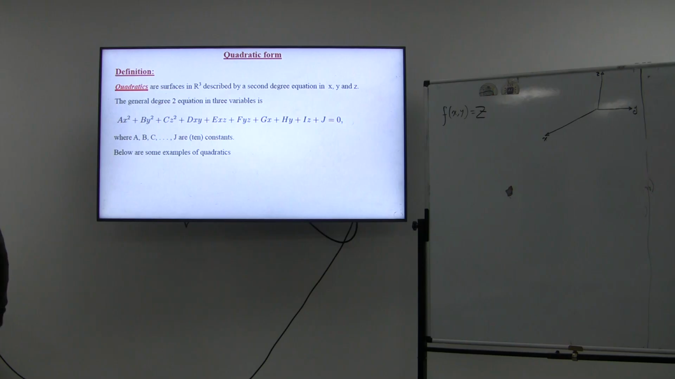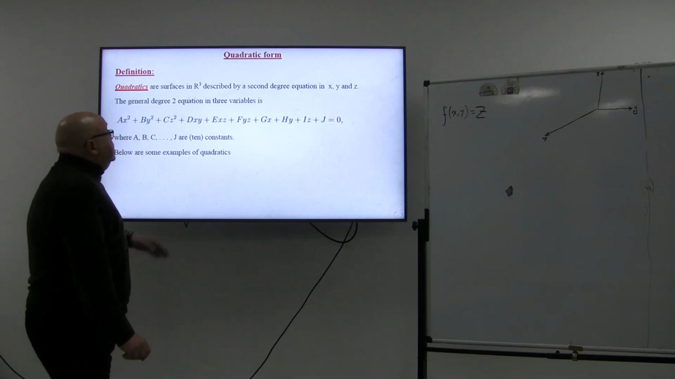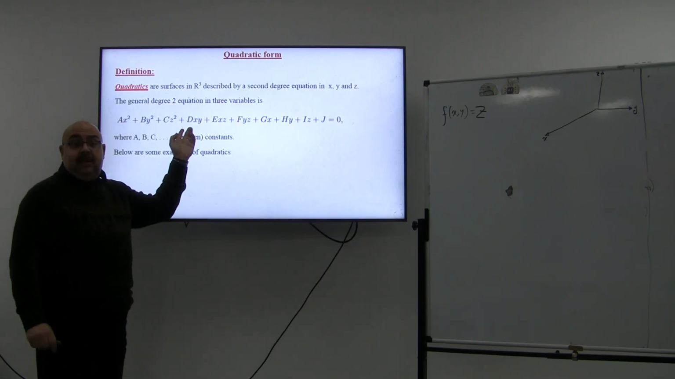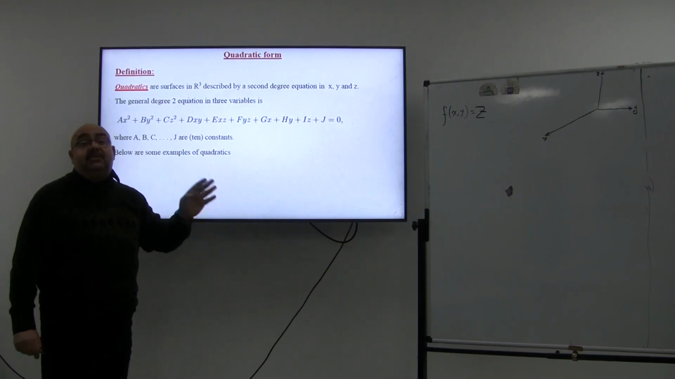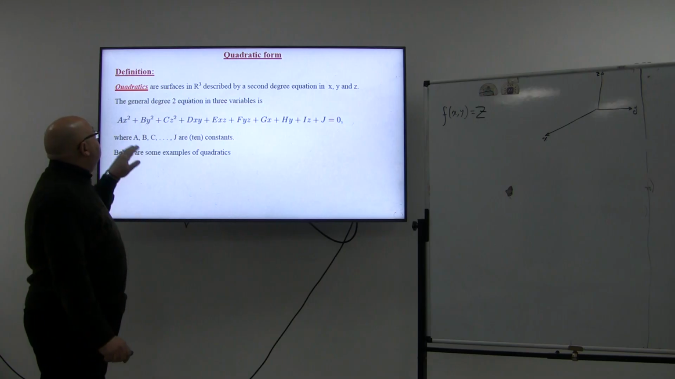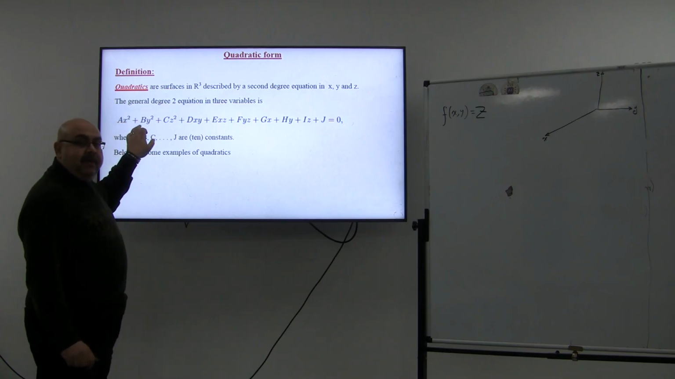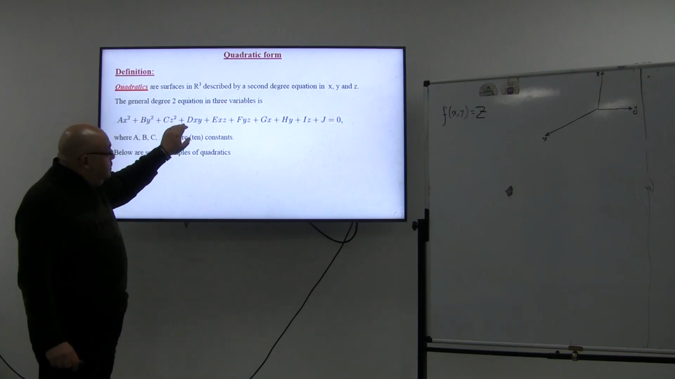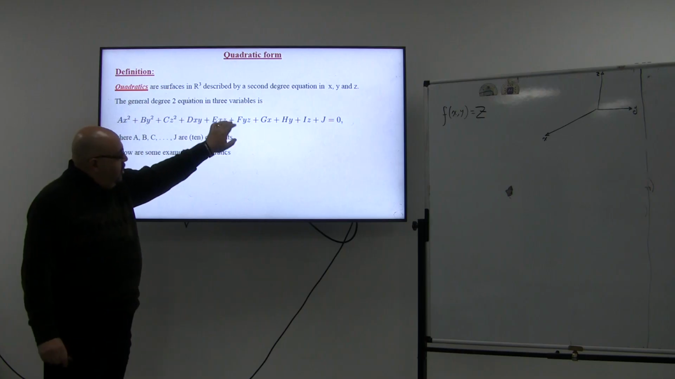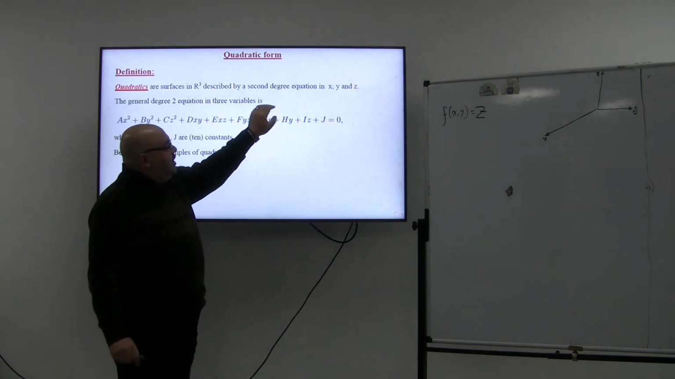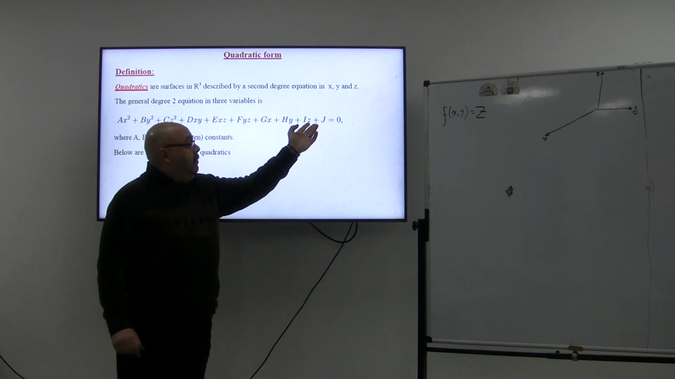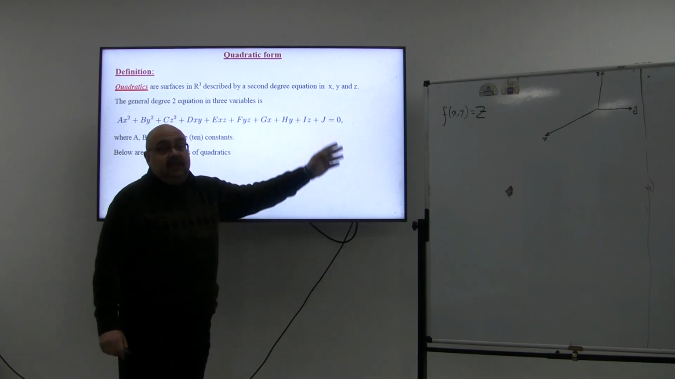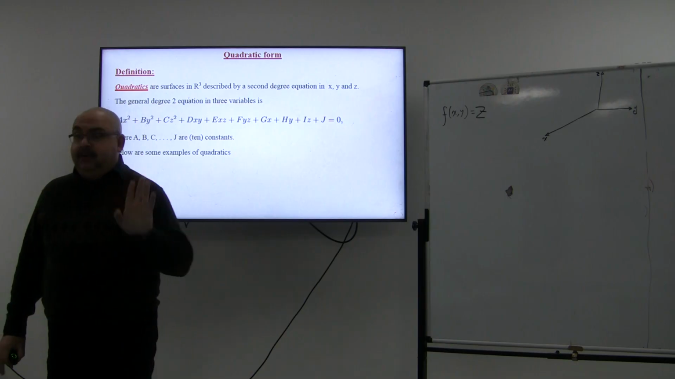Okay, quadratics are surfaces in R3. This is the general equation describing all the shapes that you will see, which is a number in x squared, a number in y squared, a number in z squared, a number in xy, a number in xz, a number in yz, a number in x, a number in y, a number in z, and just a solid number, a constant, equal to 0. That's the general equation.